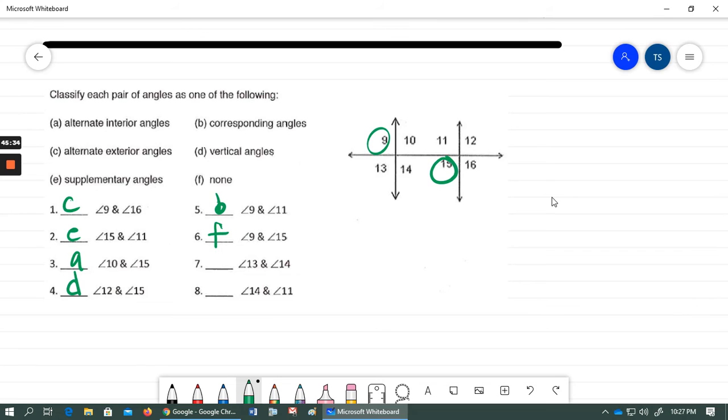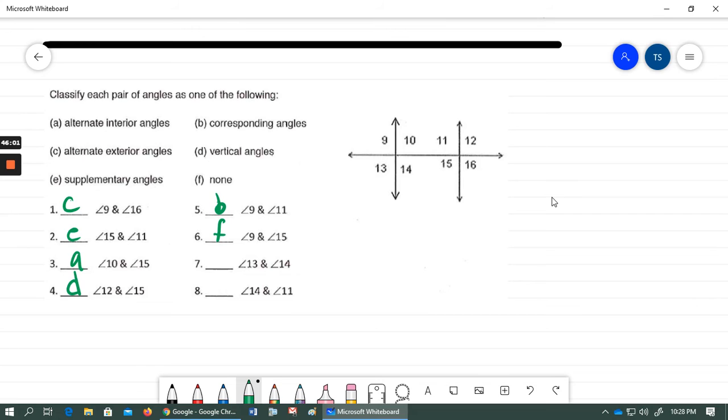Okay, it's not any of those. Not corresponding, not alternate interior, not alternate exterior. They're not supplementary, or at least there's no way for us to definitively know that they're supplementary. But anyway, angle 13, angle 14. Let me get rid of that in that diagram. Okay, good. These here, none.